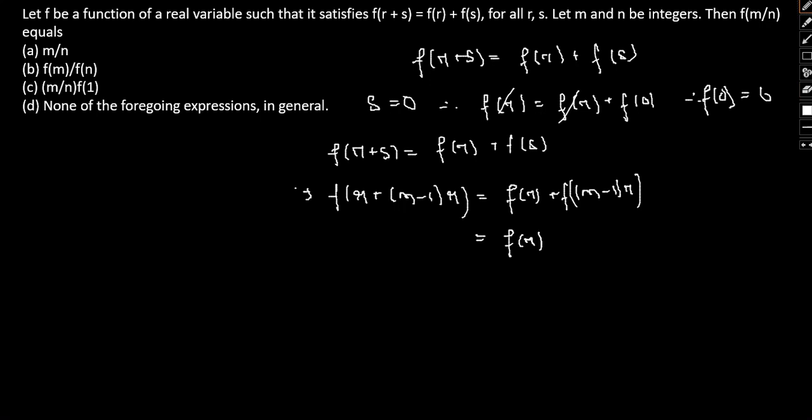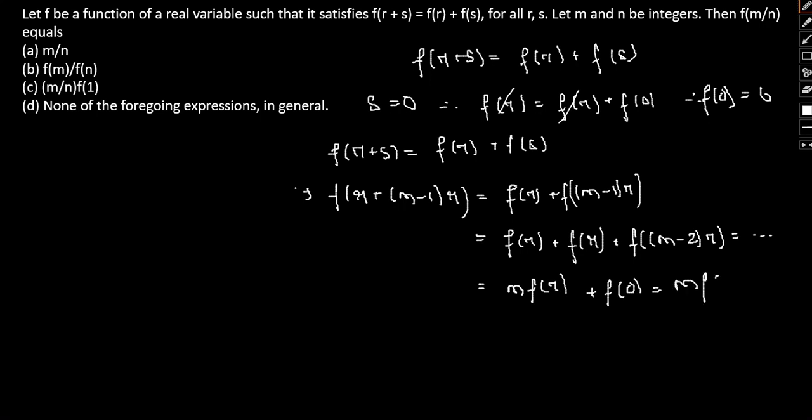f of r plus f of r plus f of m minus 2 r, and this will actually continue going forward. So this will finally end up as m f of r plus f of 0, that is equal to m f of r. Okay, because this term is equal to 0. From here we can find out.